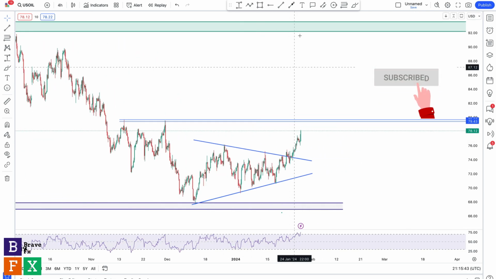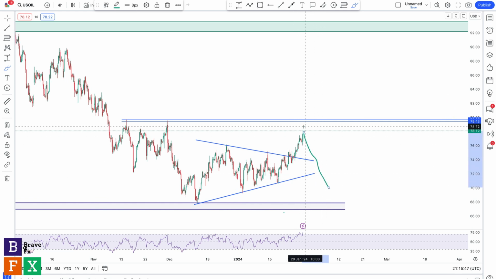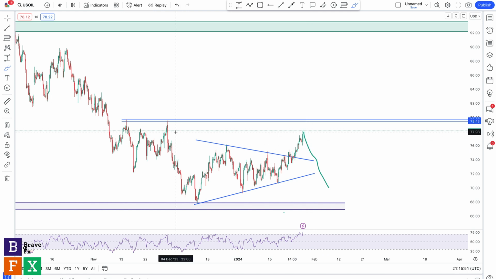Either we get a reversal from the current price level to the downside, or we get a move to the upside aiming for this resistance level. Either way, we are going to wait for a move to the resistance level for us to figure out what kind of trades we're going to take.